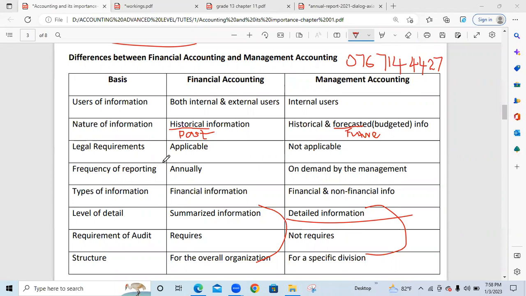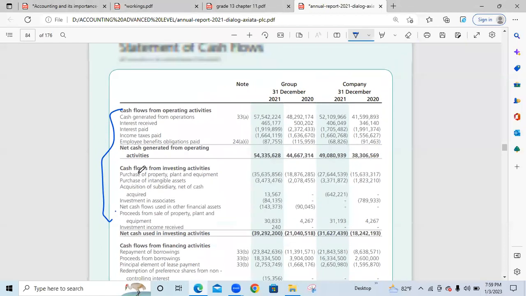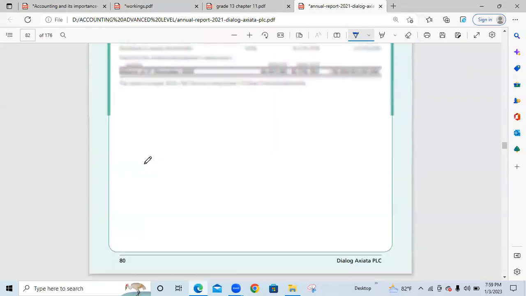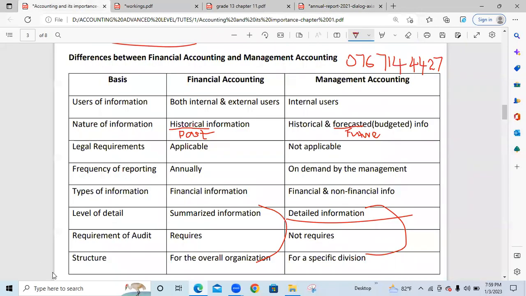If you're giving to outsiders, you should make sure you follow. See, these are the formats I'm talking about. To prepare cash flow, this is the format you have to follow. This is how you have to write. You understand the order. Everything is given by the standard, how to write it. So if you're giving information to outsiders, you have to follow all the laws and regulations.